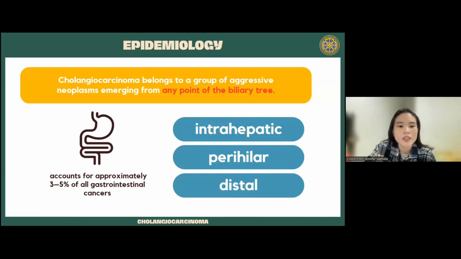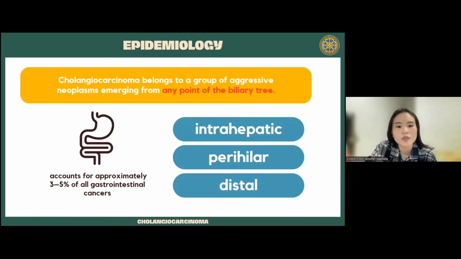Anatomically, cholangiocarcinoma is divided into three groups, which are intrahepatic, perihilar, and distal cholangiocarcinoma. Perihilar cholangiocarcinoma is the most common and accounts for 50 to 60% of all cholangiocarcinomas. Distal accounts for 20 to 30%, and intrahepatic accounts for 10 to 20%. With this incidence, cholangiocarcinoma has become the second most prevalent primary hepatic cancer after hepatocellular carcinoma.